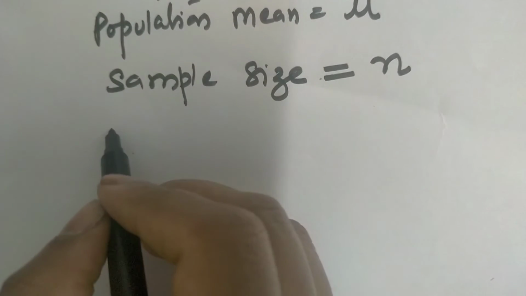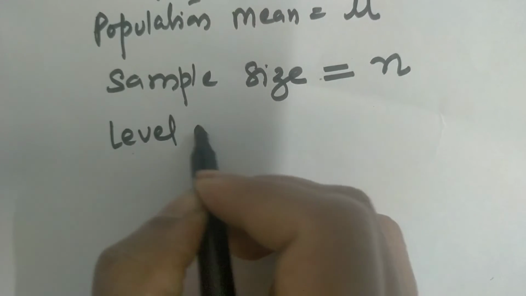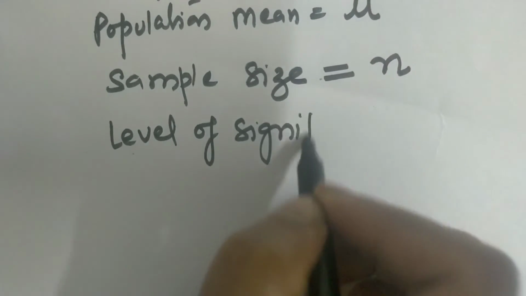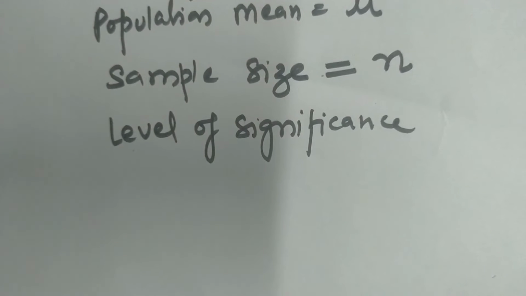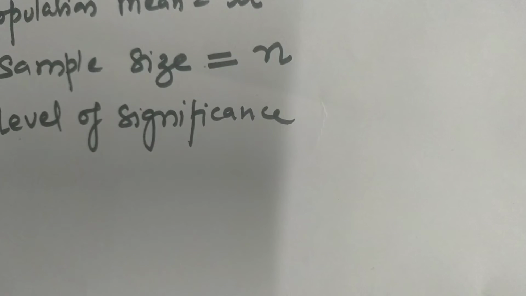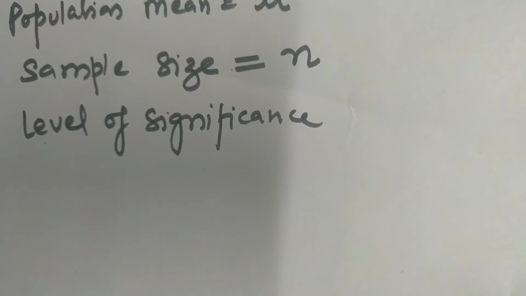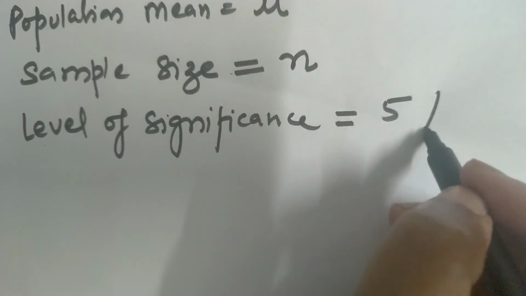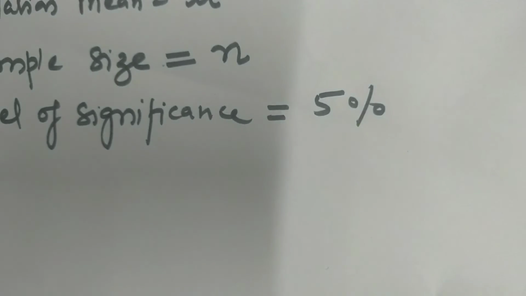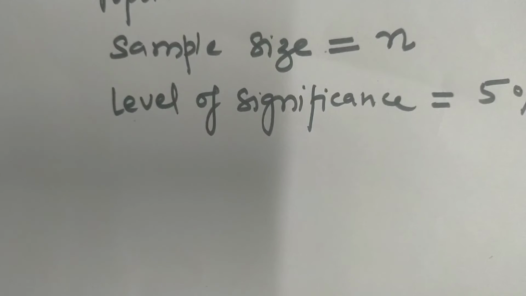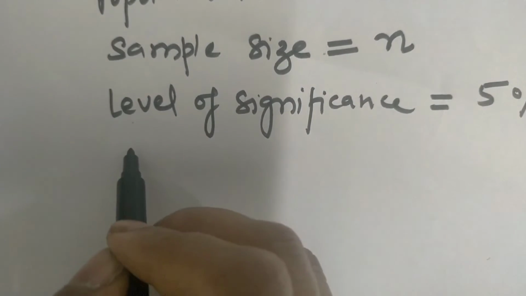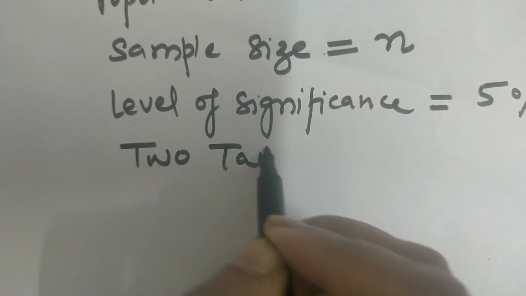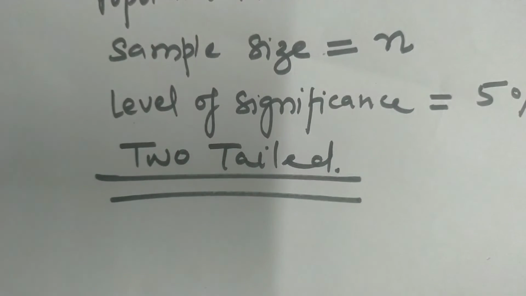Sometimes they'll give you a level of significance, and then you take whatever value is given. If they are not giving the value, then you have to consider it as 5%. Next, if the question says right tailed or left tailed, you have to consider that only. If it is not given which tail, then you have to consider it as a two tail test, because based on that only you can get the z value.